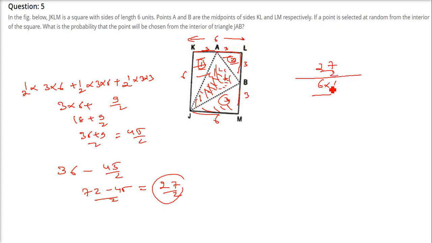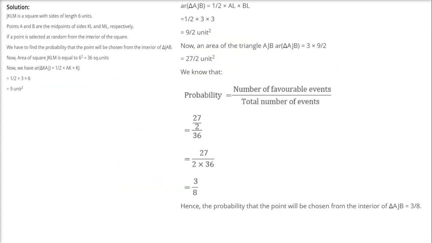27 by 2, and the total is 36. So what do you get? 27 by 2 by 36, you get 3 by 8. 9 3s are 27, 9 4s are 36, so 3 by 8. This is the probability of choosing a point from the interior of triangle AJB.